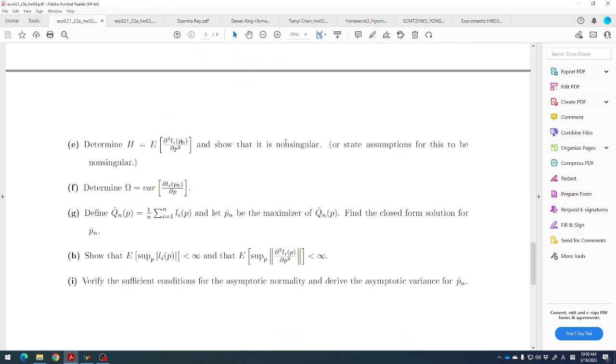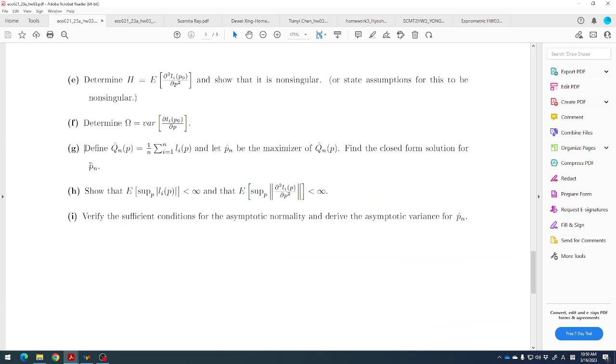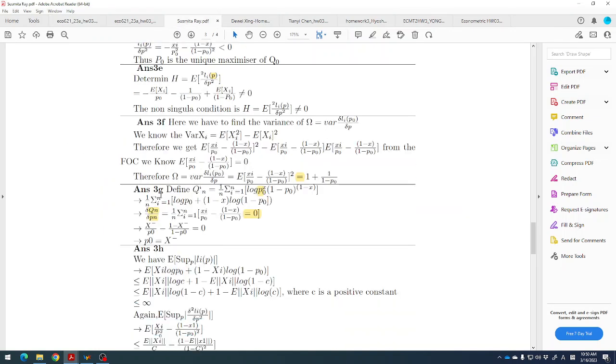Okay. The next question, simple. G, find the closed form solution. Let's see. Here, I don't understand what the student wants to say. So NPN, QN, maybe QN should have been Q hat N, I guess. But here, like a notation error, it is not P0, it should be P. And again, here it equals 0. Maybe I guess it should be outside the parenthesis.